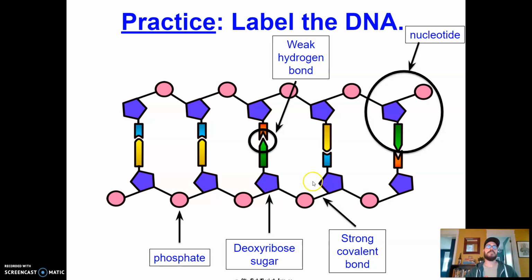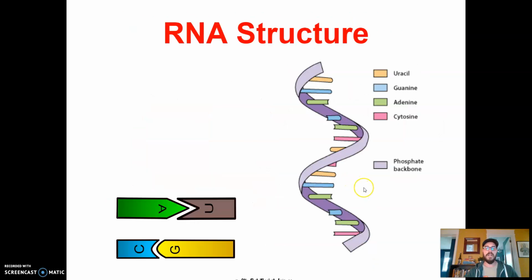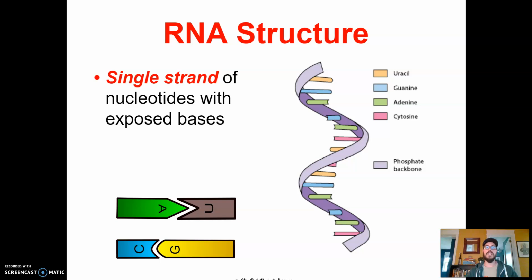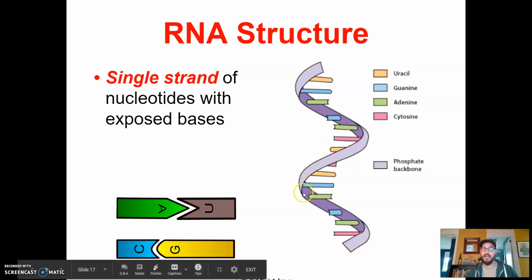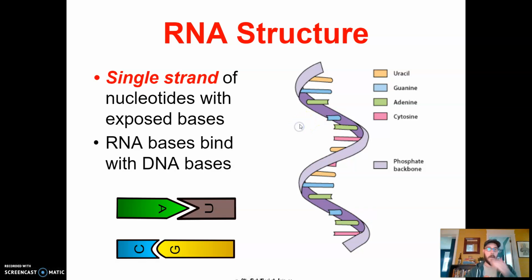All right. So let's talk about RNA really quick. RNA, like I said, is super, super old. It's been around forever. It has some differences to DNA. So biggest thing, it's a single strand instead of a double strand. If you look here, it doesn't have a complementary base that lines up with it. It's just hanging out all by itself. So it's a single strand. Your RNA bases do bind with DNA bases. They're just a little bit different.